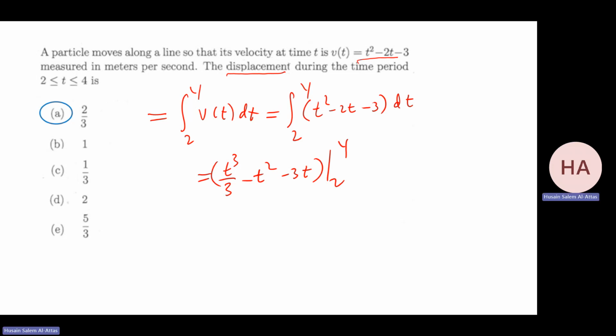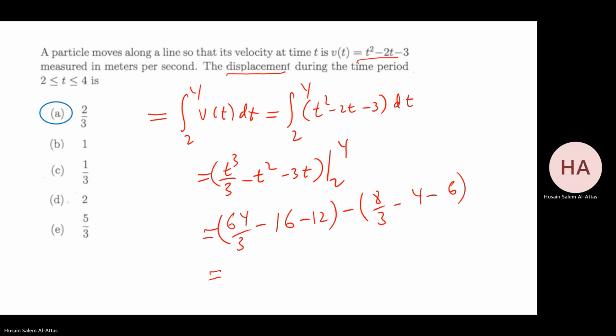From 2 to 4. Substitute. You have 64 over 3 minus 16 minus 12 minus 8 over 3 minus 4 minus 6. Be careful. That gives me 64 over 3 minus 8 over 3. That is 56 over 3.